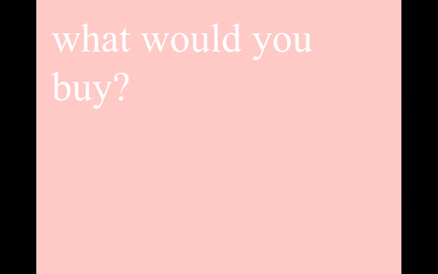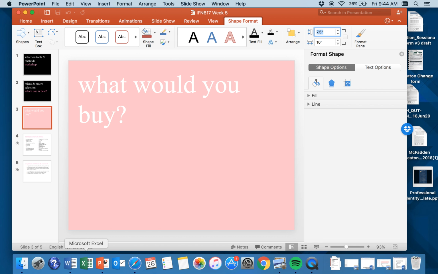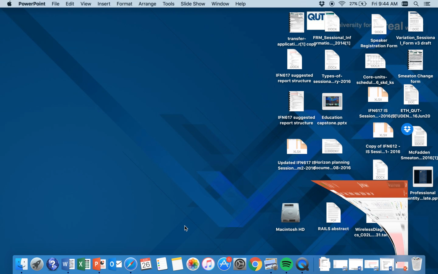So the next thing that we did in class, and this took up the majority of the time, is a little selection task activity. What would you buy? So what I'm going to do is show you the selection task activity and talk through it briefly. I'm going to tell you where you can find it on Blackboard, and then you can pause and go ahead and do it.